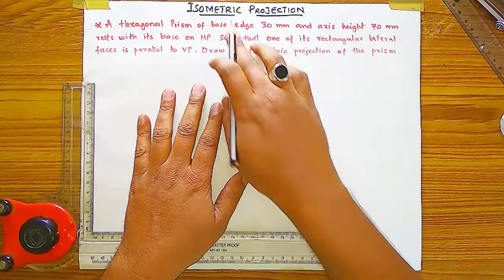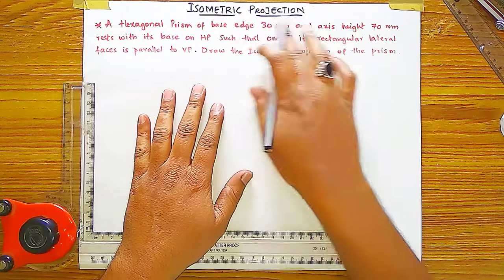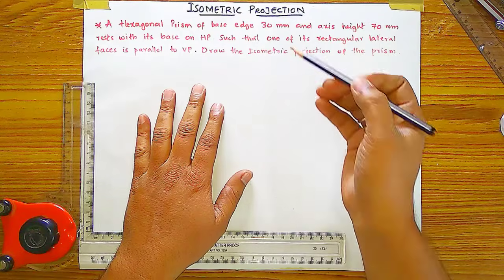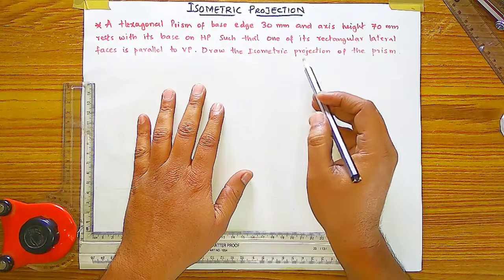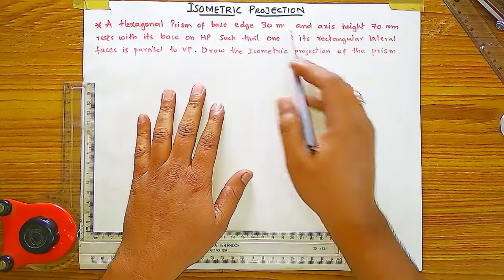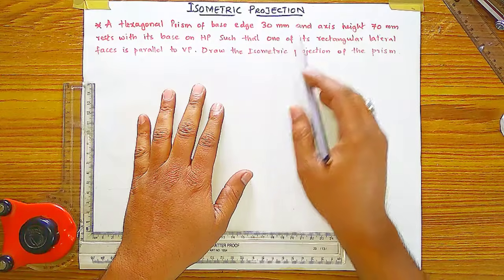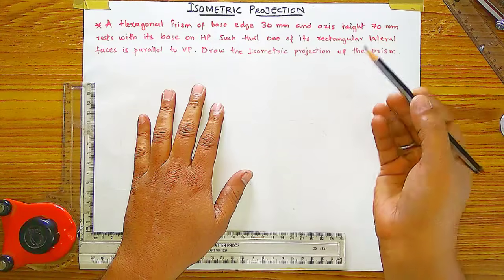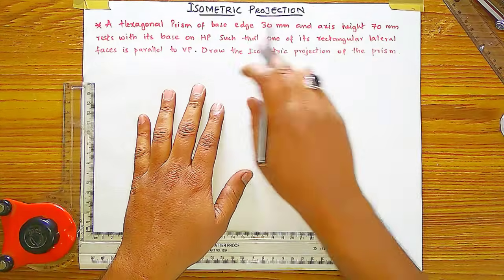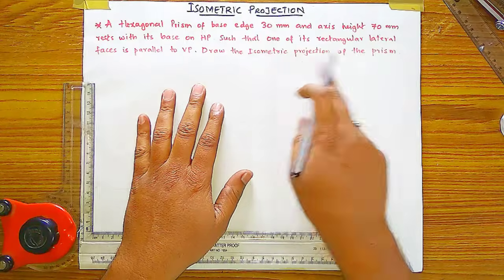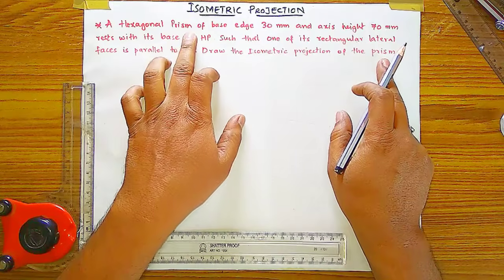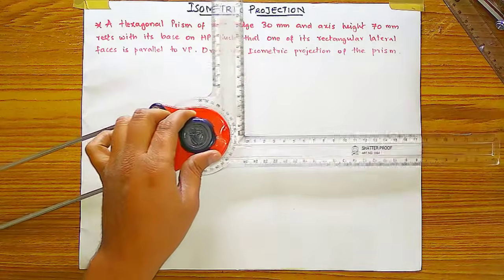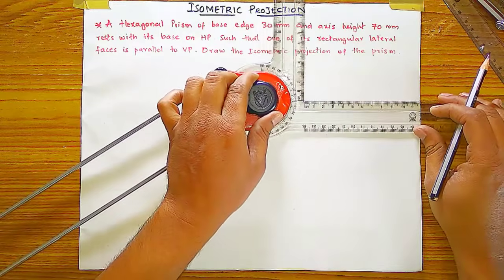So what is isometric projection? Isometric projection is when you have to draw with the isometric scale. If isometric view is said, it means draw the isometric view without the scale. So in this question I am doing isometric projection of the hexagonal prism. For the isometric projection, first you have to draw a scale.